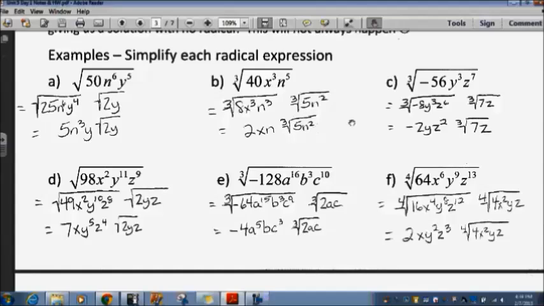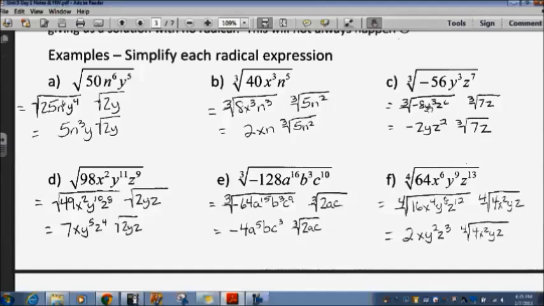All right, let's move to C. The cube root of negative 56 y cubed z to the 7th. Again, breaking into 2 radicals. Everything that's a perfect cube under the first radical. Everything not a perfect cube under my second radical. So the negative 56 I would break down as the cube root of negative 8 times the cube root of 7. Y cubed is a perfect cube.